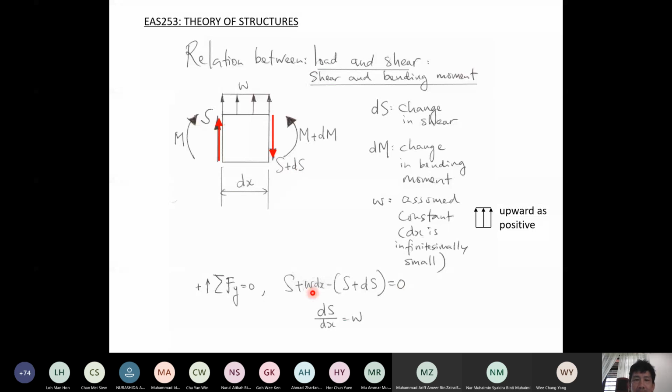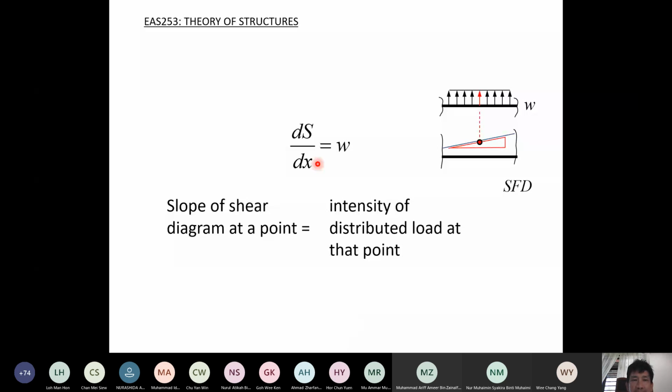So this first basic equation I show again on this slide: ds dx equals w. This equation means the slope. In calculus class, we remember dy dx is a slope. Slope of what? Slope of a point in the shear force diagram, because S is shear here. So the slope of a point in the shear force diagram is equal to the intensity of the distributed load at that point. Now remember, W is considered positive upwards. So the slope of the shear force diagram at a point is equal to, if you look back at the corresponding point in the loading diagram, the intensity of the distributed load at that point. So this is the first important basic equation relating shear and distributed load.